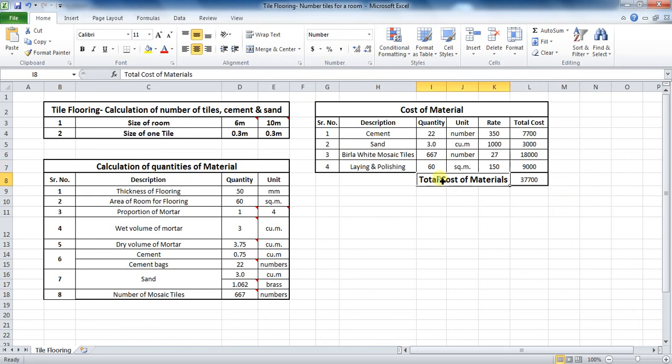The last part is to calculate total cost of materials. For that, put a formula as equal to sum, bracket start, cell L4 to cell L7, which comes to be rupees 37,700. In this way, you can calculate the quantity of number of tiles required for a room, cement and sand required for the tile flooring work in Microsoft Excel.